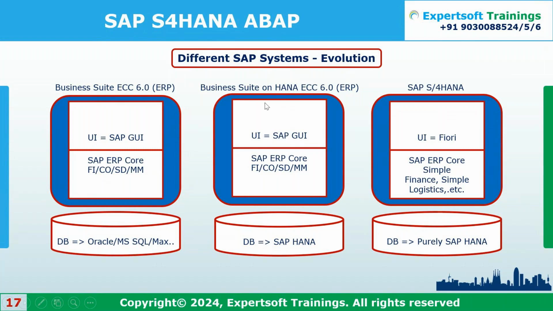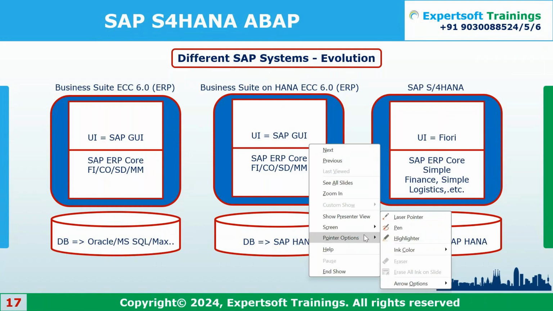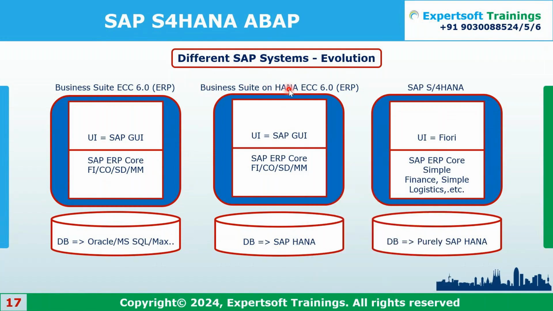in these three boxes, first focus on the database. In the first, the database was Oracle. When Business Suite on HANA came into the picture, the database changed to SAP HANA. When S4HANA came into the picture, the database also changed and the front end also changed to Fiori. So we are at this stage now, where we are accessing the application at Fiori level and our database is HANA.